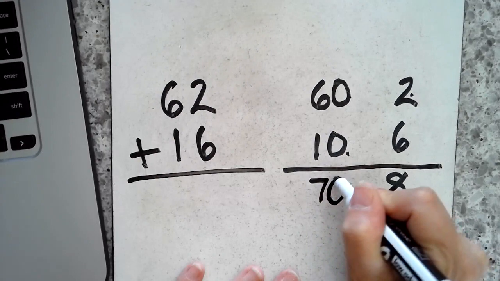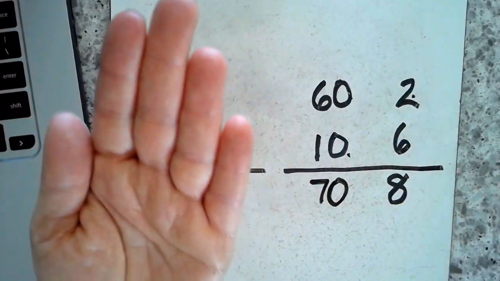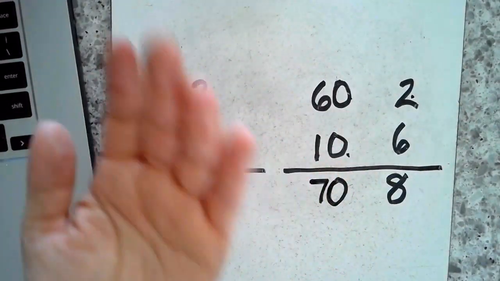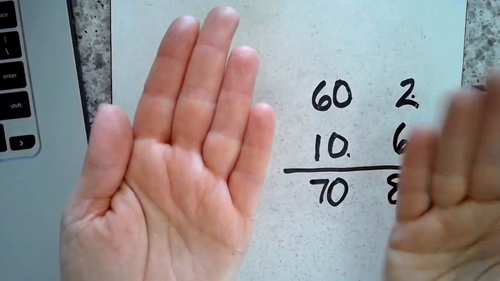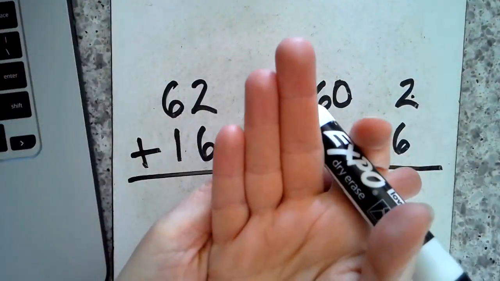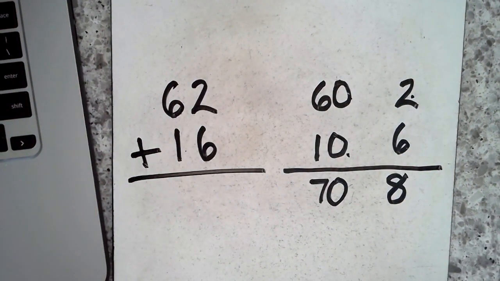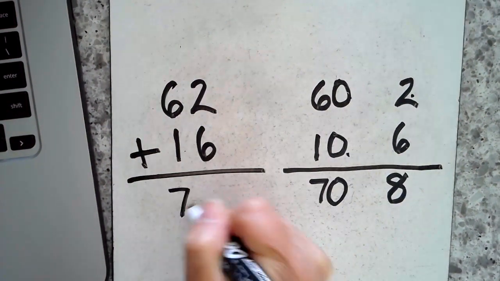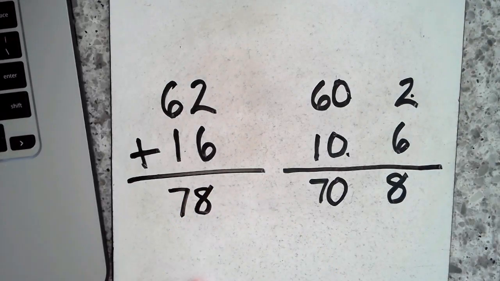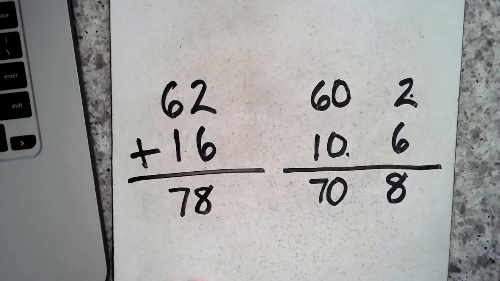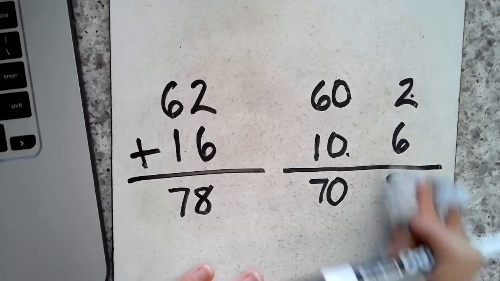Yeah, it's 70. Now we're going to take 70 and 8, and we're going to collapse it back together. 70 and 8 is, write your answer down. Yep, you should have gotten 78. Good job. Let's do another one.